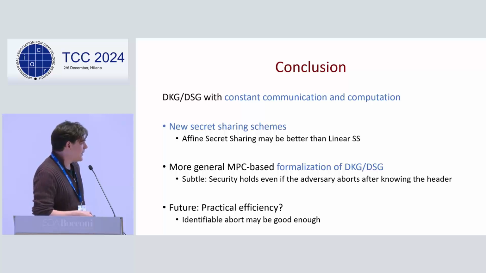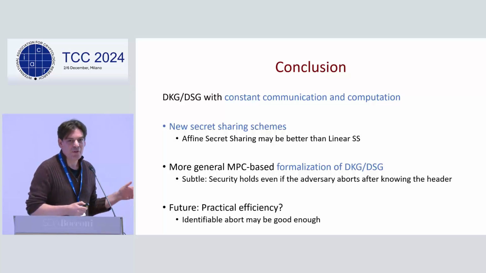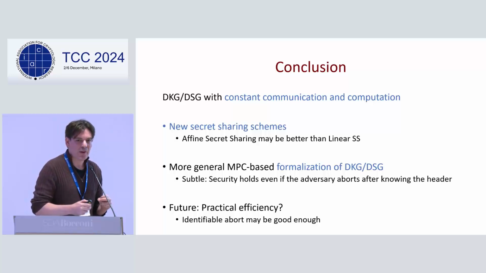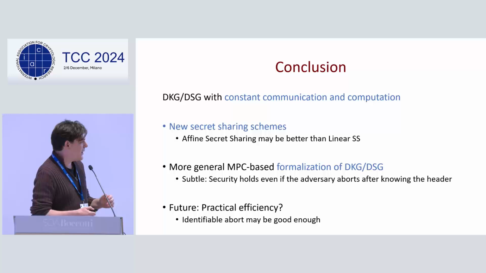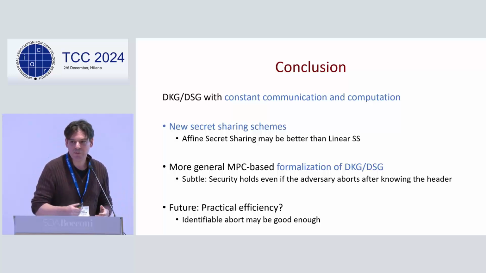And finally, this whole question started from a practical question. So I think that some of the solutions in the paper may be practical. The resiliency is very poor, at least in the bounds that we get. So the resilient variants are not very efficient right now. But maybe identifiable abort is good enough if you have some punishment mechanism that you can use.